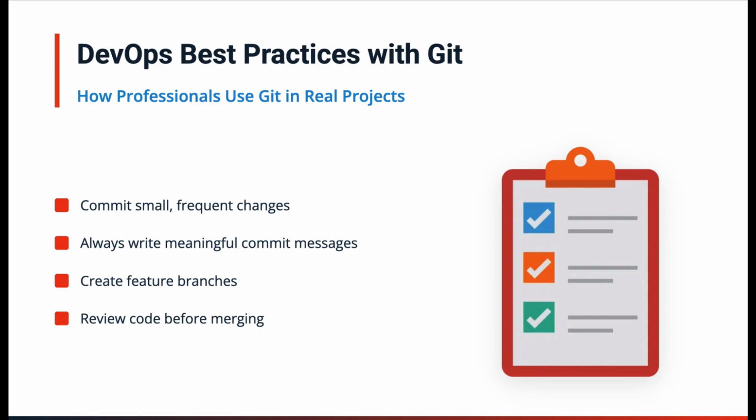Here are some of the best practices that every professional DevOps engineer follows. Number one, make small commits that make it easy to track changes. Number two, write clean commit messages that help during debugging. Number three, create feature branches, never work directly on the main branch. Number four, always use pull requests, which lets others review your code. These habits make the workflow clean, predictable, and team friendly.